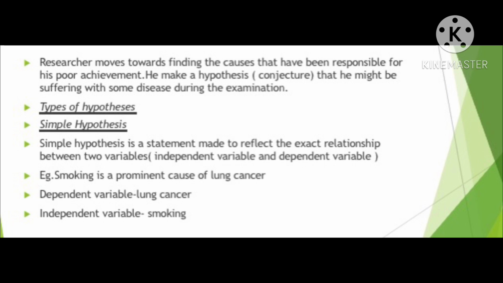Now let us see what are the different types of hypothesis. First one is simple hypothesis. Simple hypothesis is a statement made to reflect the exact relationship between two variables. Variables, we can call them independent variable and dependent variable. Whichever variable we are measuring, on which variable we are finding the effect, that variable is known as the dependent variable. The other variable that affects that particular variable is called the independent variable.